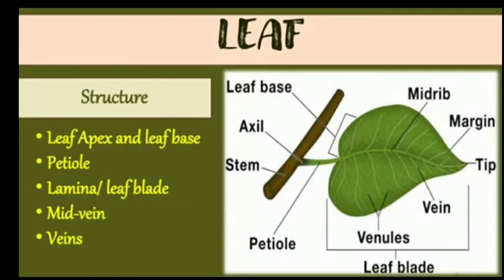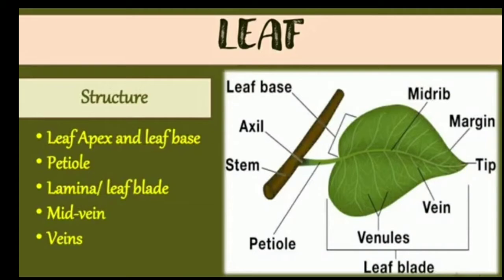The broad, spread out part of the leaf is called the leaf blade. Okay, so what is a leaf blade? As you can see in the picture also, the broad part, the spread out part of the leaf is called the leaf blade or lamina. Okay, and its edge is called the leaf margin. Understood, children? What is a leaf margin? The edge of the leaf is called the leaf margin.